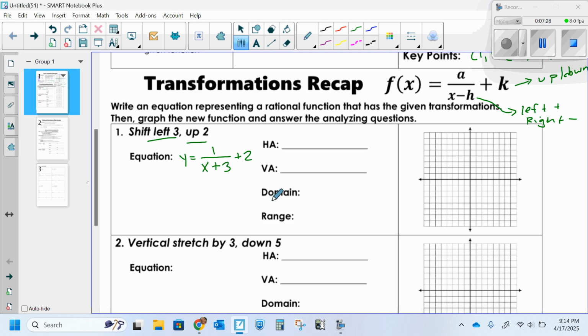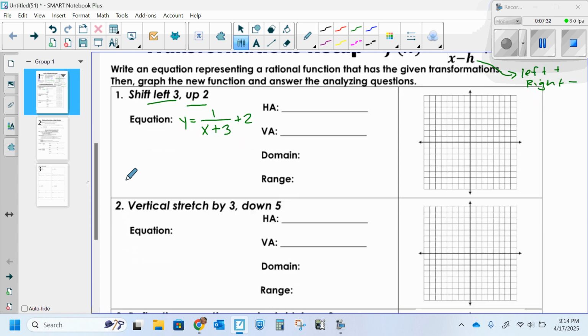Now, we're not going to answer these yet until we get our new points, okay? All right, so our parent points are 1, 1, and negative 1, negative 1. Now we're going to ask ourselves what's affecting the x value here and what's affecting the y value. So my x value is going left 3, so I'm going to be subtracting 3. And I'm going to be adding 2 to my y values.